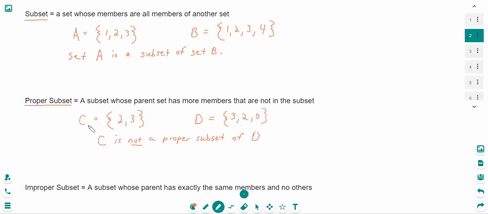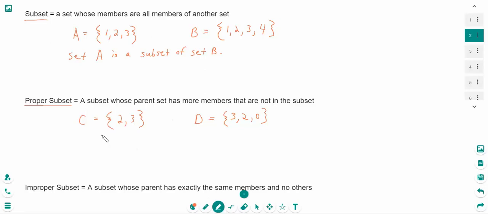Now, is set C still a subset of set D? Yes, it is. Is C a proper subset of set D? Yes, it is. Because again, the definition tells us that not only does D have to have everything that C has, but it also has to have something else besides what C has. In other words, they can't be equal sets. They can't be totally equal in everything. There has to be at least one member in D that's not in C. So here we would say, let me back this up now so we don't get confused.